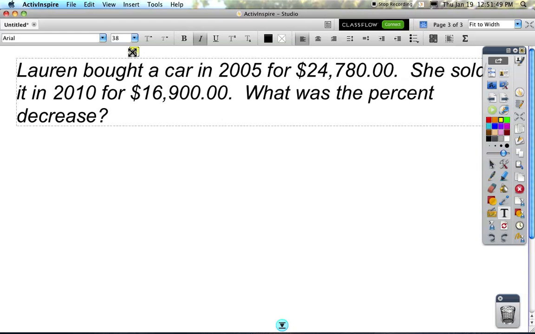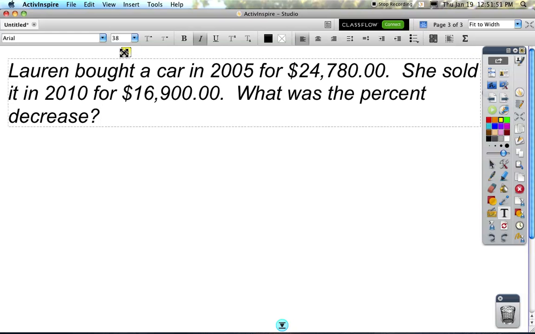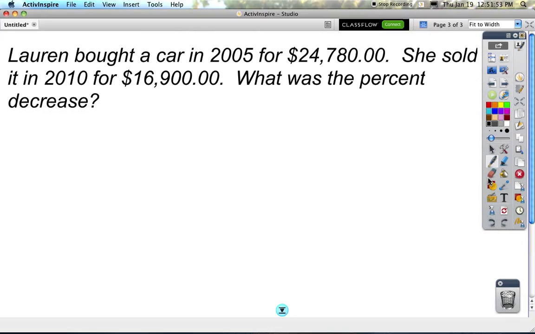Okay. We never, ever, ever want to get a negative number. Okay? Increase or decrease, we never, ever, ever want to get a negative number. So we're always going to say big minus little. Okay? So Lauren bought a car in 2005 for $24,780. She sold it in 2010 for $16,900. What was the percent decrease?